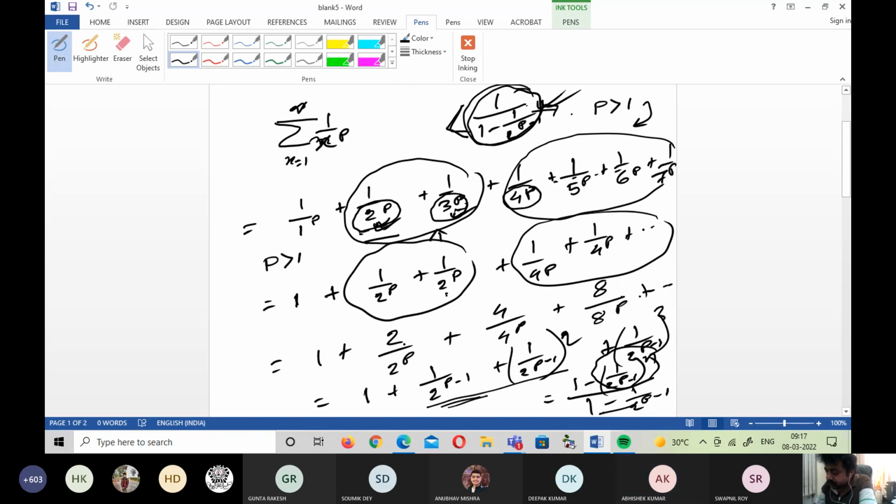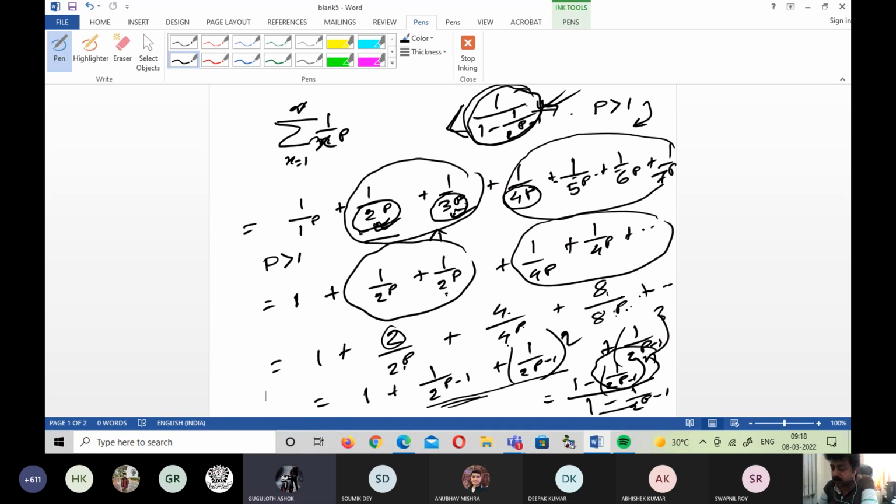Okay. Here it is 2 to the power P minus 1. Here it will be 2 to the power 2P minus 2, 2 to the power 3P minus 3. Is it clear? Yes, sir. Next, sir, the range is from 1 to infinity. No, 1 by 1 minus r, sir. 1 by 1 minus 1 by 2 power P minus 1 only.